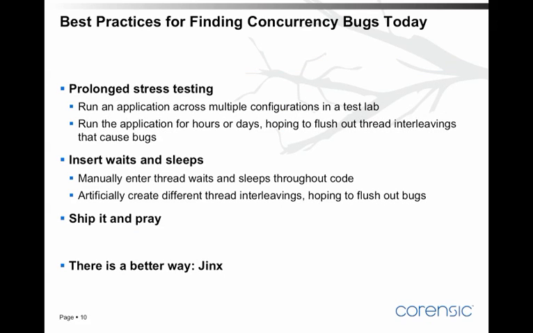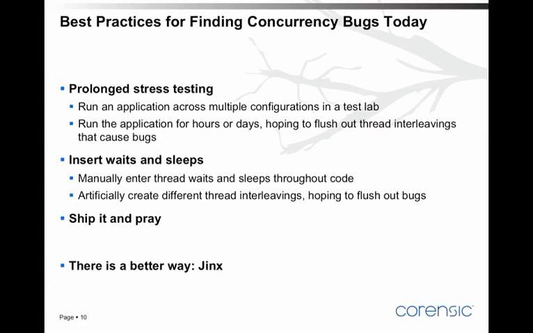Now, a lot of the best practices for finding concurrency bugs today are brute force. The first one is prolonged stress testing, running an application across multiple configurations in a test lab. Effectively, your application will occupy and consume an entire test lab for hours. You would run that application for hours or for days, hoping to flush out particular thread interleavings that cause bugs.